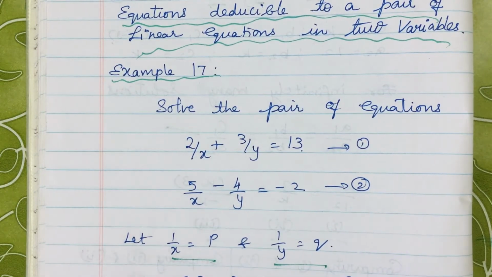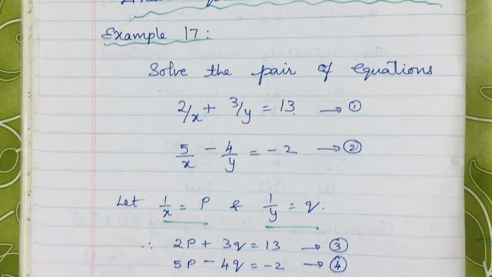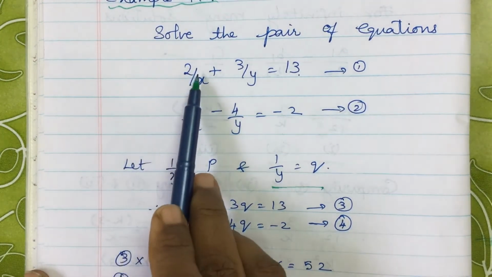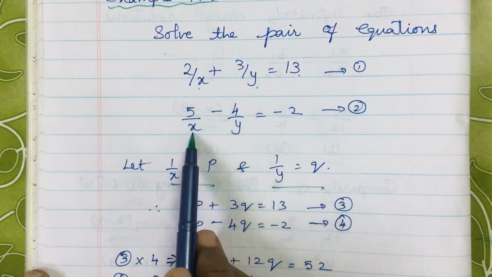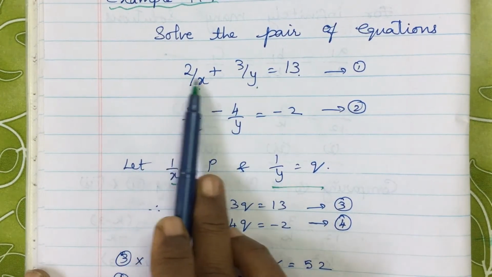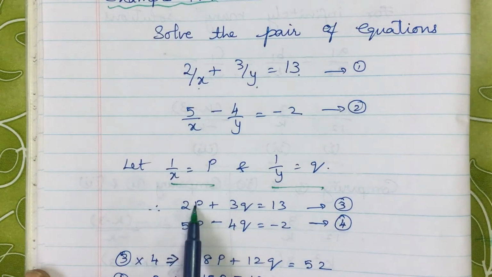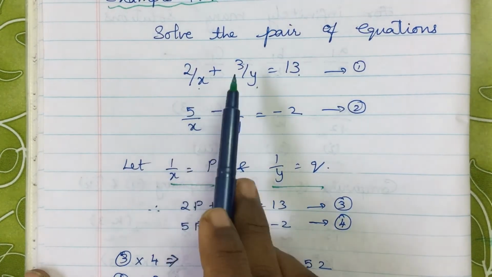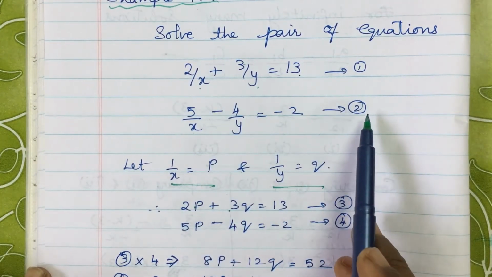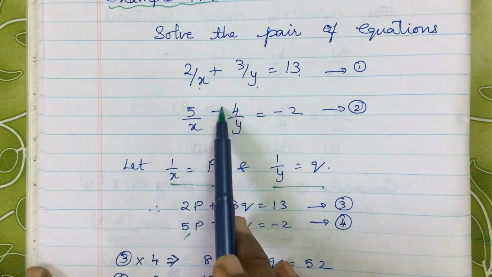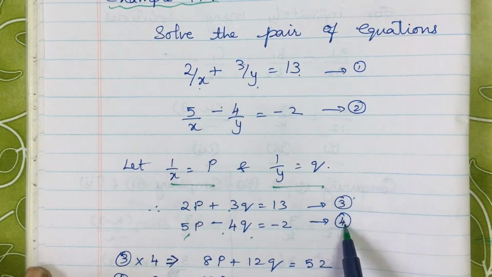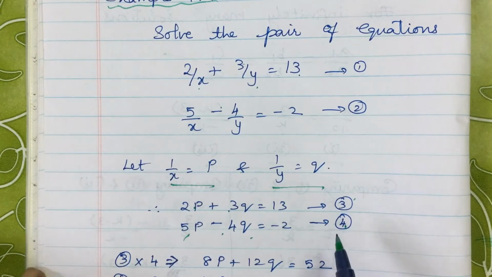So wherever I have 1 by x, I can replace it with p. Wherever I have 1 by y, I can replace it with q. Okay. So here I have 1 by x, here I have 1 by y, here it's 1 by x, 1 by y. If you replace your 1 by x with p, it is 2p plus 3q equal to 13. Rewriting the first equation. Similarly, rewriting the second equation, 5p minus 4q equal to minus 2. So this is my third and fourth equation. I am giving the name as 3 and 4.